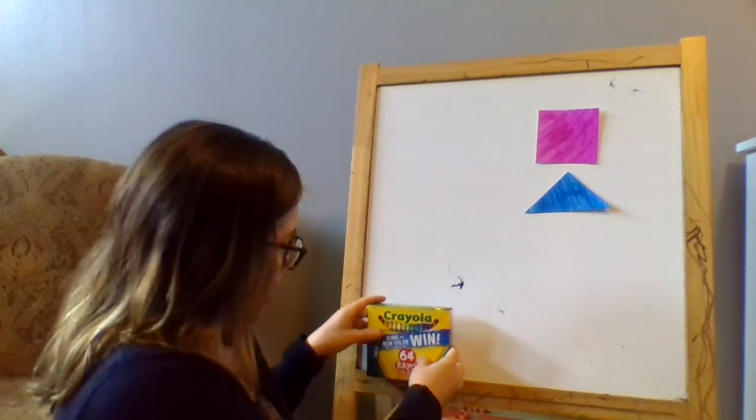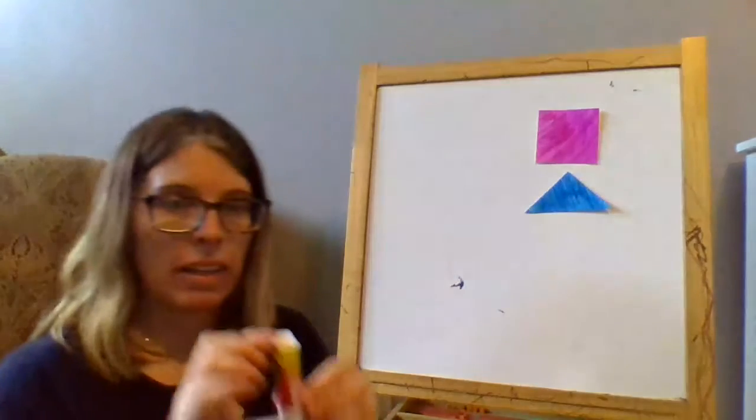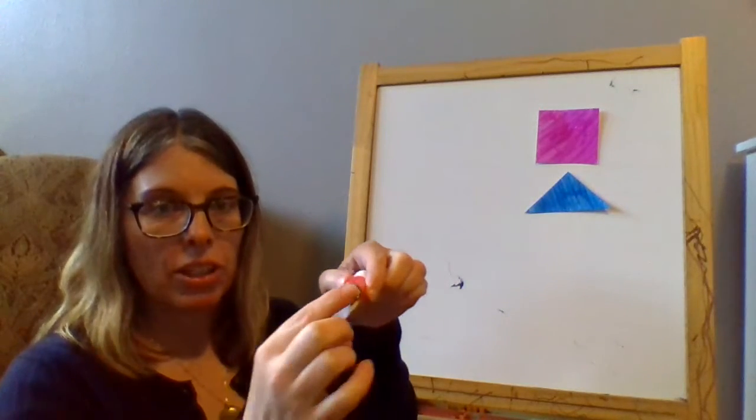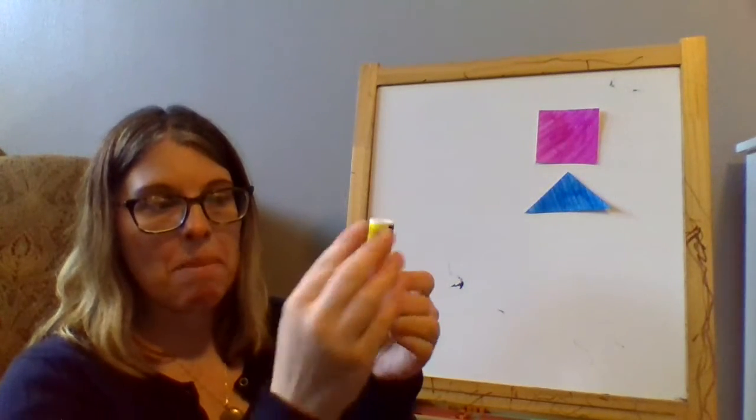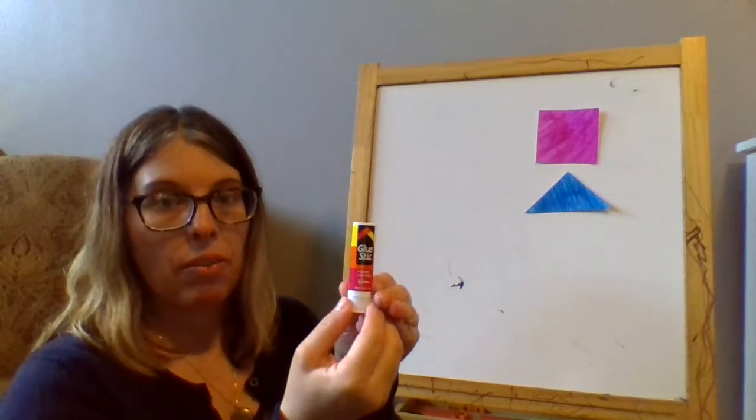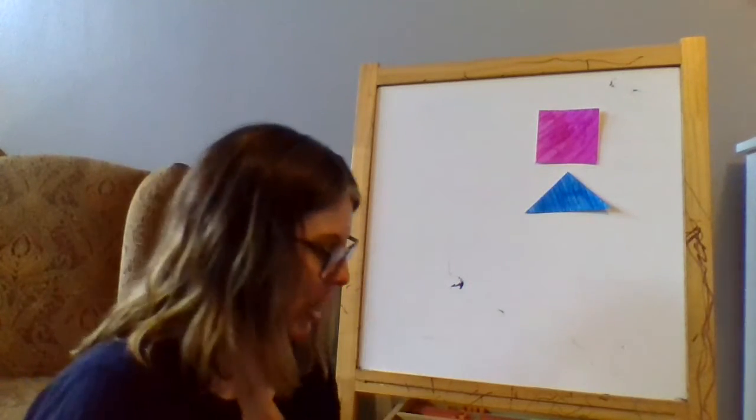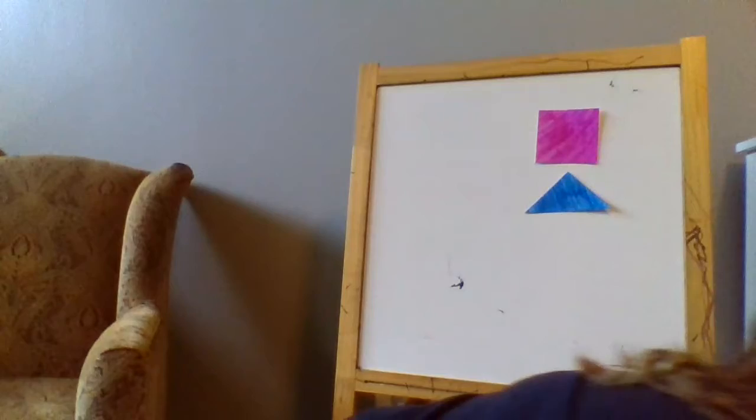I would set it here, but I don't think it'll stay. 3D shape. My glue stick is not flat. It's not just a circle, is it? It has dimension. That's 3D. So there's 3D shapes and there are 2D shapes.